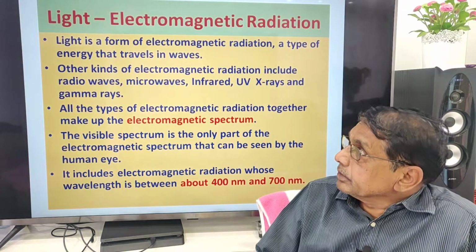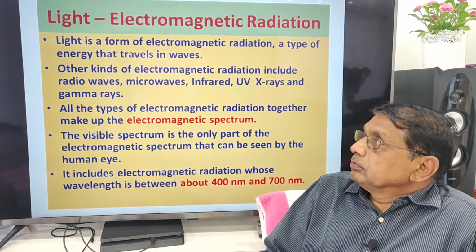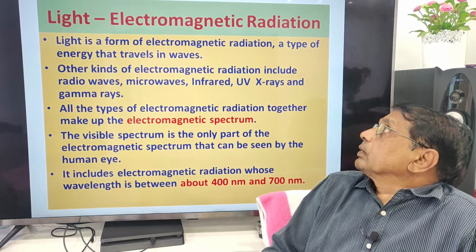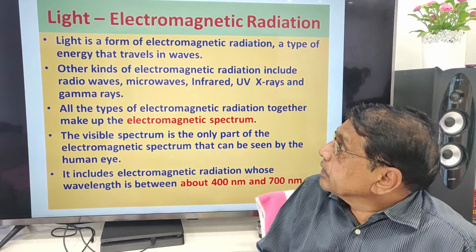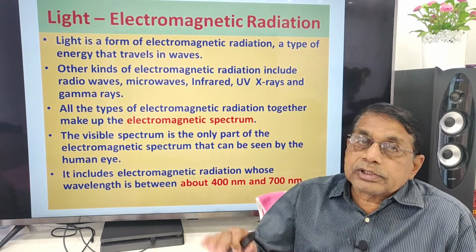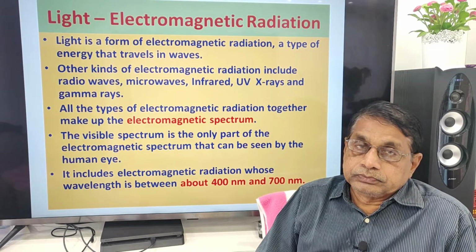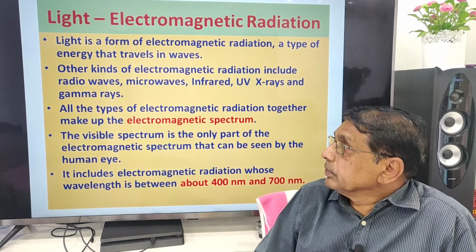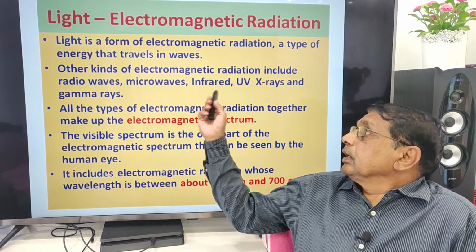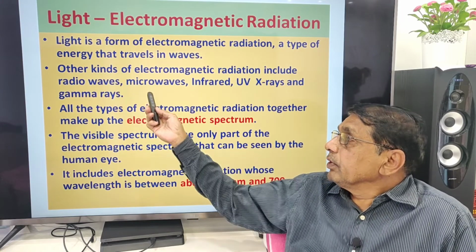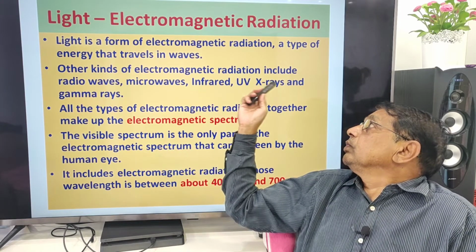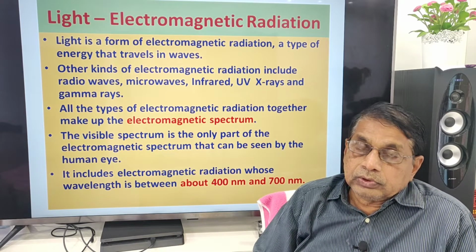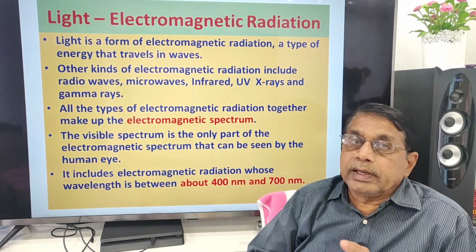Light is electromagnetic radiation. It is a type of energy that travels in waves. The other kinds of radiations are radio waves, microwaves, infrared, UV, X-ray and gamma rays. So there is UV light, and the visible light is also there.